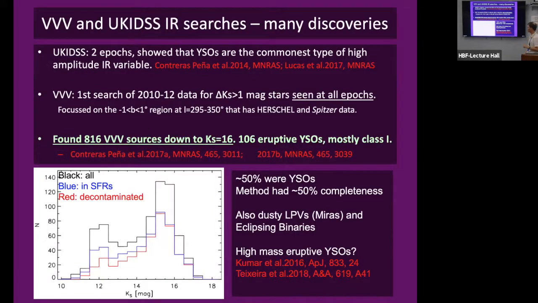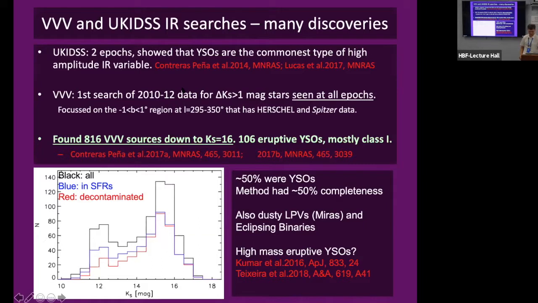So where we are, based on what we've done so far, we had 2 epochs in UKIDSS, and we had the first 3 seasons of VVV data. And so Carlos wrote a paper in 2014. I wrote a follow-up paper in 2017 with all of the UKIDSS eruptive, all the UKIDSS high amplitude variables. And Carlos, in his thesis, he searched VVV for everything that varied by more than a magnitude in the disk.